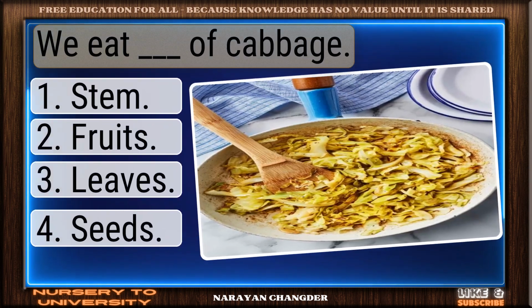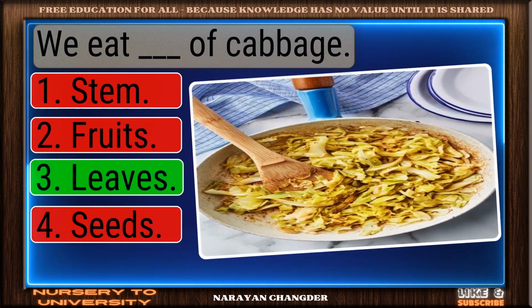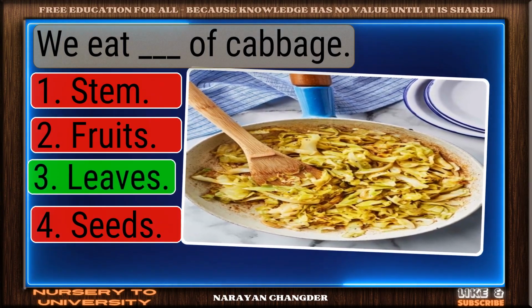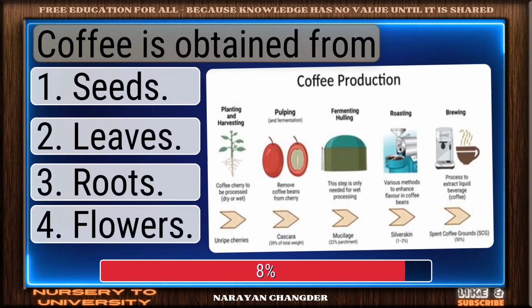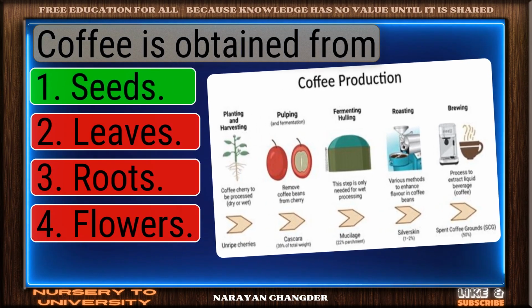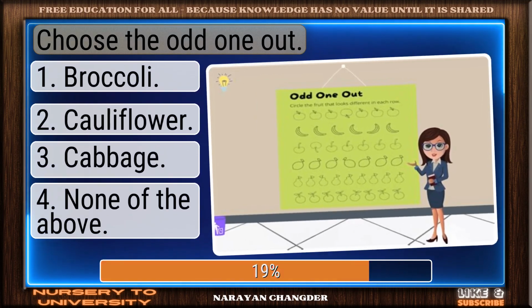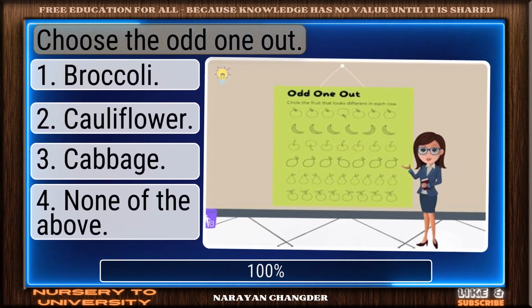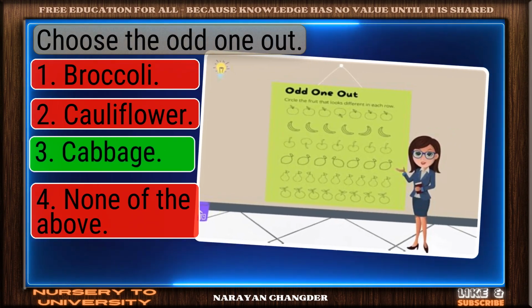We eat dash of cabbage. Right choice. Leaves is the best answer. Coffee is obtained from. On track. Seeds is the correct answer. Choose the odd one out. Well done. Cabbage is the right choice.